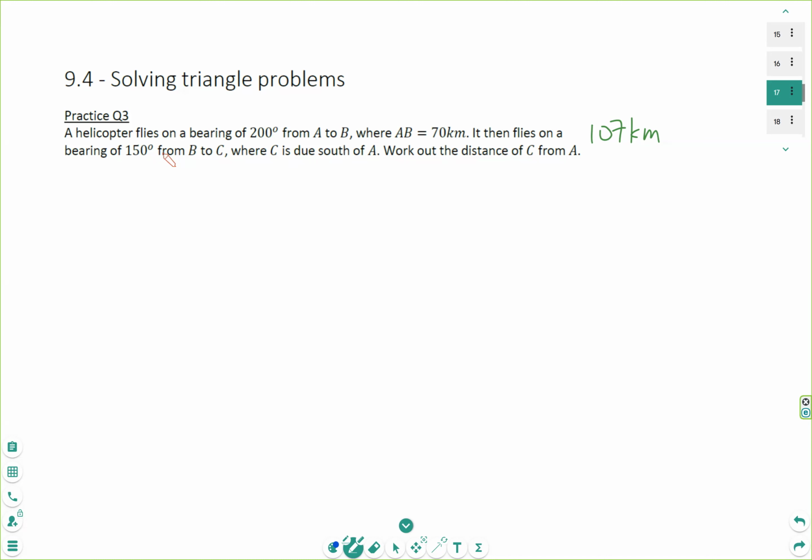So a helicopter flies on the bearing. We mentioned bearing last lesson already, which is measured from a north line, counted clockwise, from A to B. So a bearing of 200 degree from A to B. Let me draw A. I don't know where B is. So A is here, so definitely a north line. 200 degree means 90, 180, 200 somewhere here. That's B. I know A is in an inconvenient position here, so let me put it in here. So that's 200 degree, where AB is 70 kilometers.